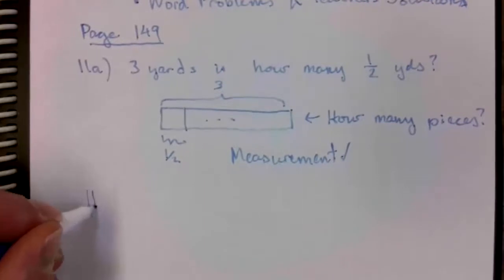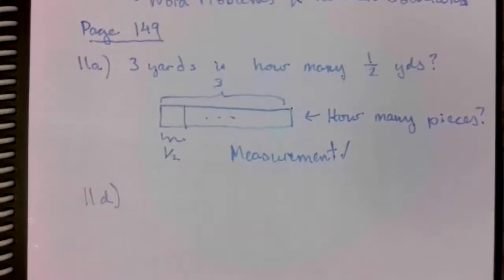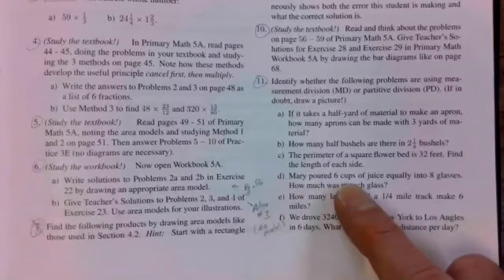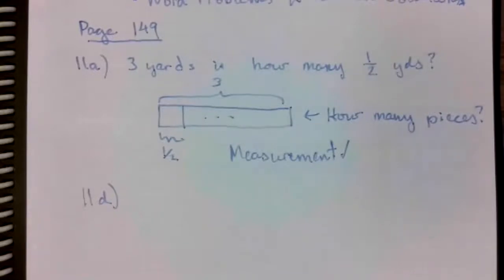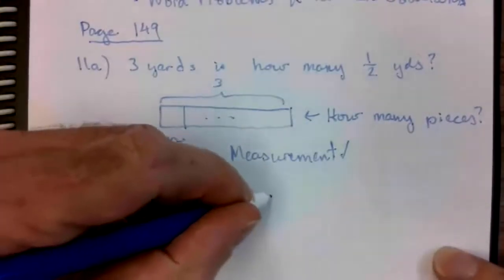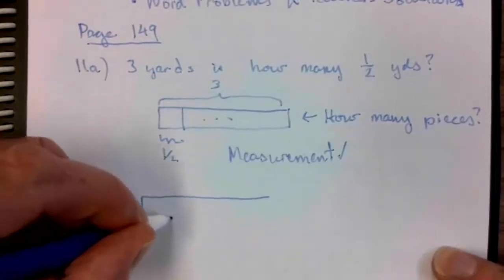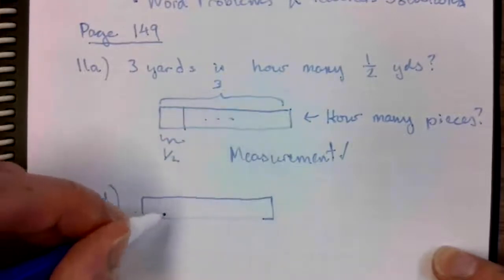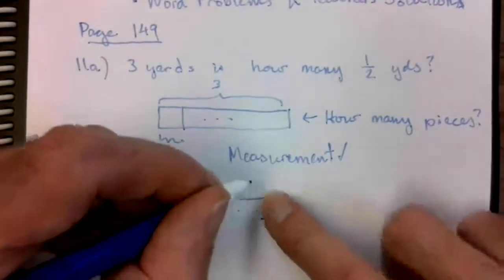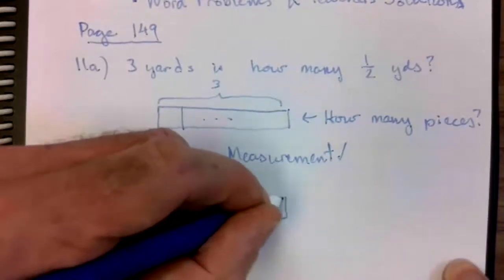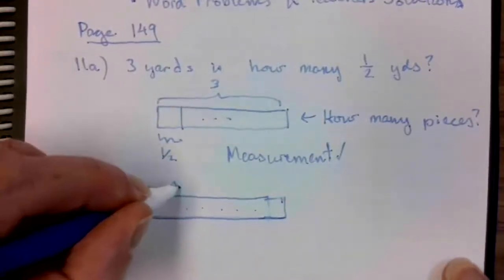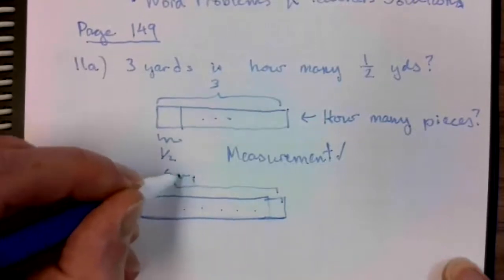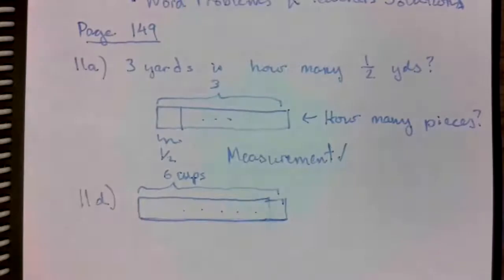Let me look at 11D. Okay, so the question reads, Mary poured 6 cups of juice equally into 8 glasses. How much was in each glass? So I'm going to jump right to the picture here. All right, so here's my picture. What does this whole bar represent? Right, 6 cups of juice. That was the entire quantity she's dealing with, 6 cups of juice.